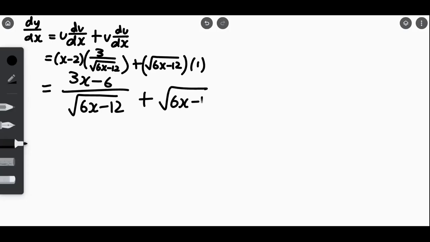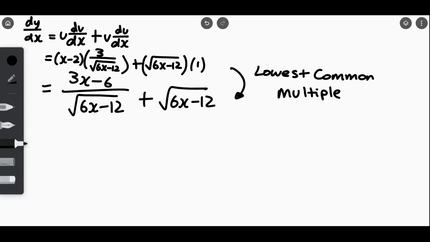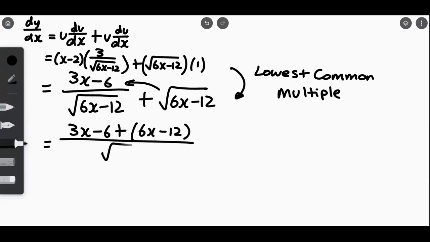This step to this step is what we call lowest common multiple, because we do have a lowest common multiple over here, which is root 6x minus 12. So you bring it up, so it'll be 3x minus 6 plus, then you bracket 6x minus 12, over root 6x minus 12.